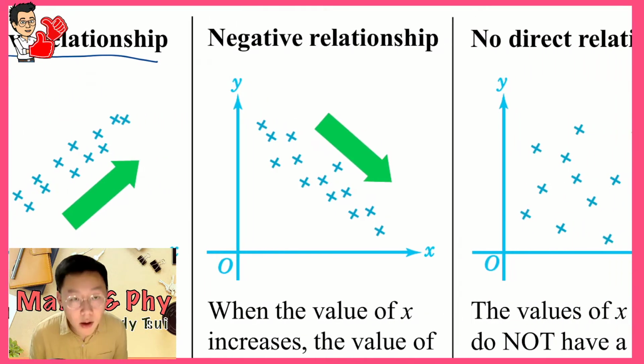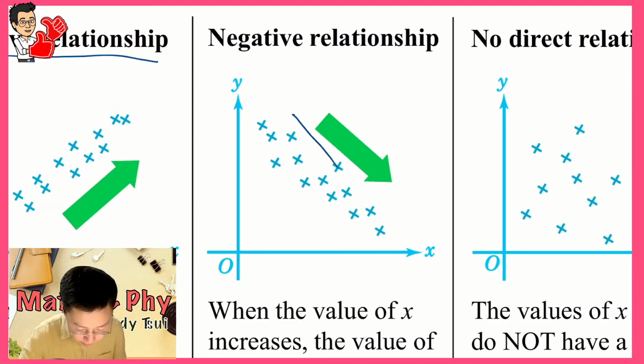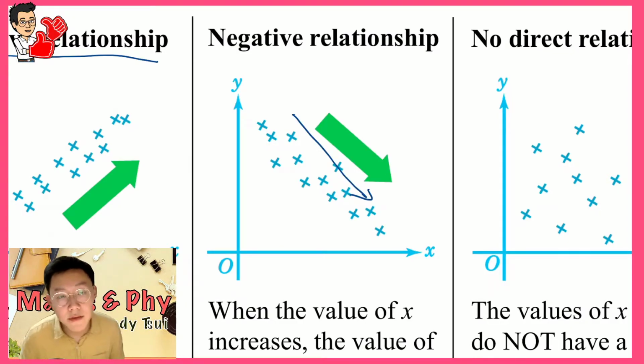Now I want you to look at the negative relationship. You can see that on the right hand side, the points are lower than the points at the left hand side.